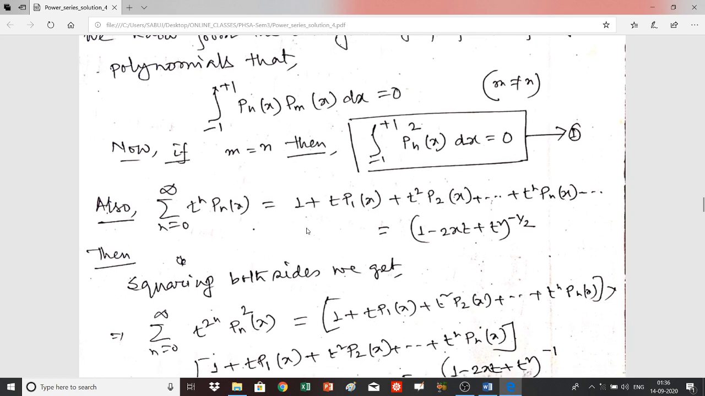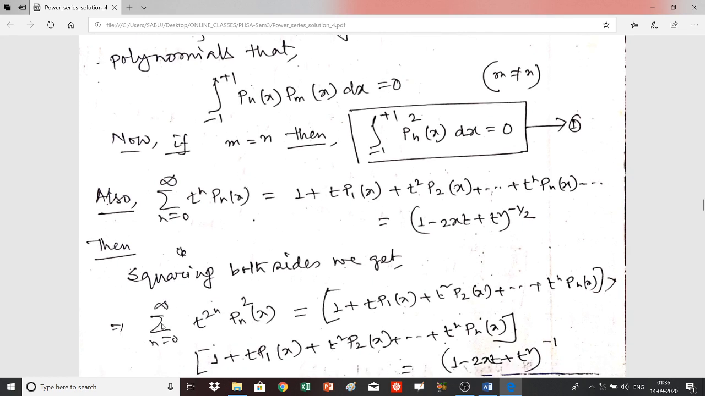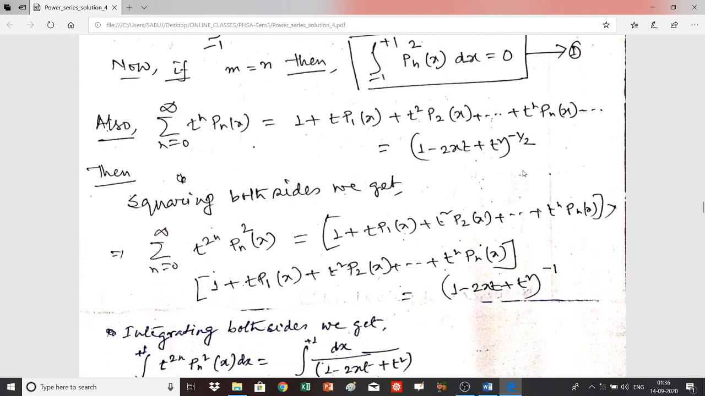So you will have the sum over n equal to 0 to infinity of t to the power n Pn(x), squared, that is equal to this term multiplied with another copy of this term. So it is written here this into this, and that is equal to, if you square the right side, 1 minus 2xt plus t squared to the power minus 1.